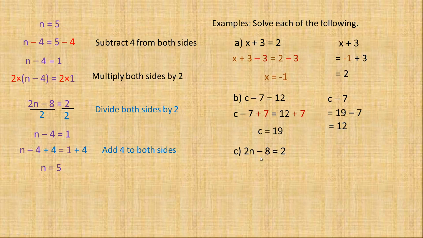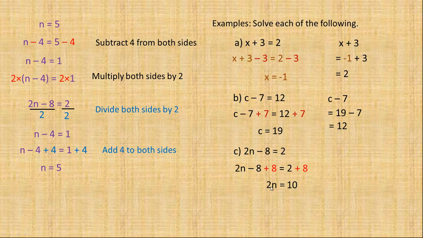Get rid of the adding or subtracting from the variable term first, and then, well, I'll explain the second step. So you see the 2n has 8 subtracted from it. So the opposite of subtracting 8 is to add 8. So this adds to 0, so I just have 2n on the left, and 2 plus 8 is 10. So 2n equals 10. So that means twice n is the number 10.